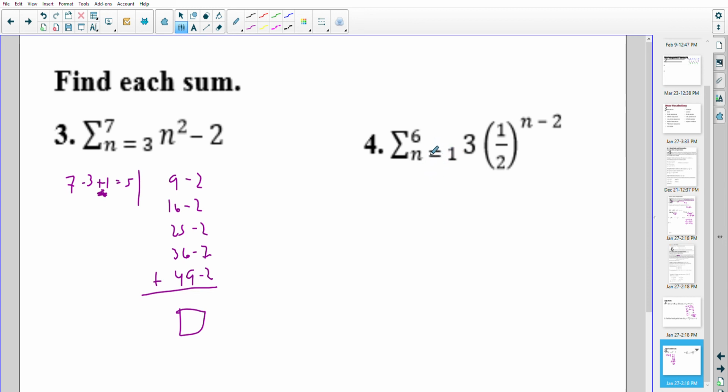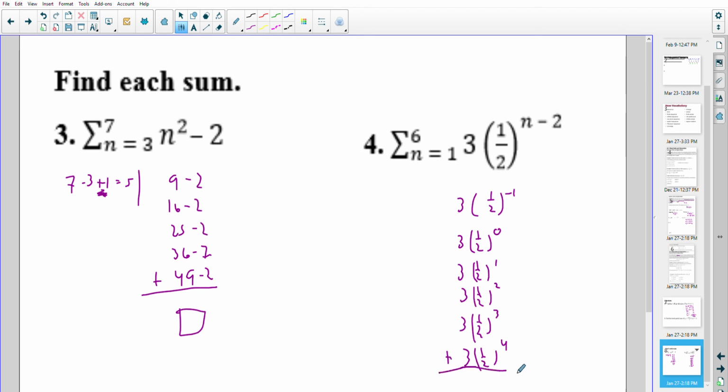When you go to this one, it's again plugging those numbers in from 1 to 6, and you would do something very similar. If you put 1 in, it'd be 3 1/2 to the negative 1 power. Then you go up by 1, so that's 2, 3 1/2 to the 0 power, 3 1/2 to the first, 3 1/2 to the second, and this is going to be the third power, but that means this is going to be 5 minus 2, which is 3, so I have to go one more. So it's 3 1/2 to the fourth power. And that's going to give you 1, 2, 3, 4, 5, 6 terms. 6 minus 1 plus 1 is 6 terms, and then you'd go ahead and add all those up.